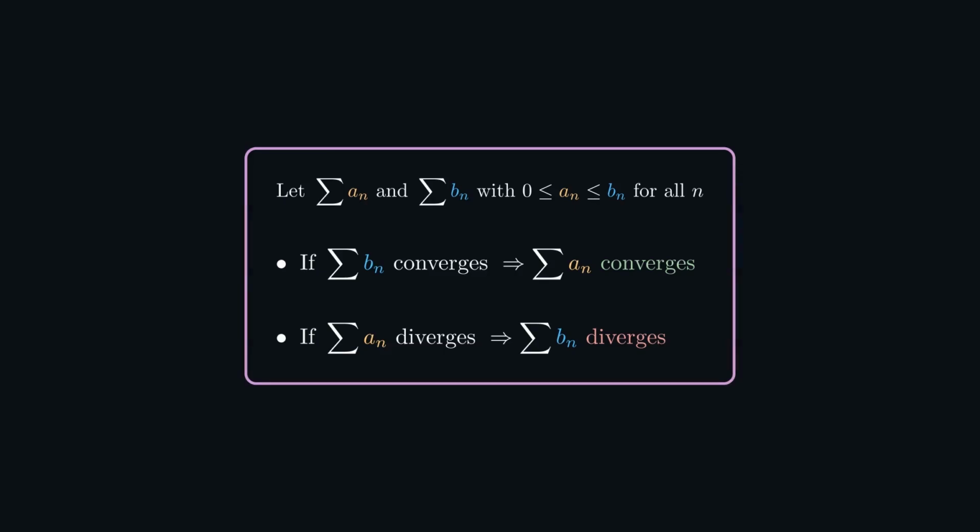Now, this doesn't mean that if a_n converges, then b_n converges. That is not necessary. The converse of these statements are not true, as they normally say in proof logic. Now, let's move on to an example.